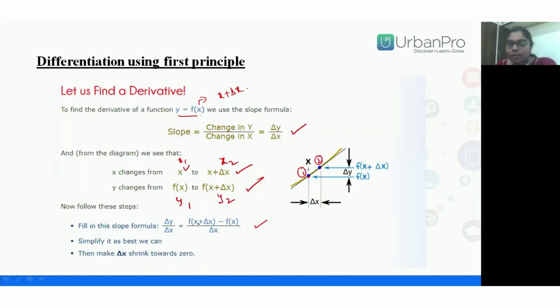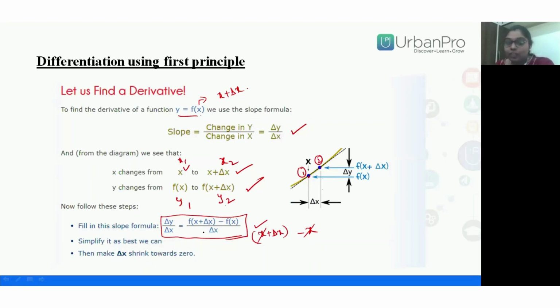So y2 minus y1 means f of x plus delta x minus f of x, divided by x plus delta x minus x. So what happens? X gets cancelled, we get delta x. Have you seen this formula anywhere? Huh? So we derived the formula for derivative. Okay, so simplify it as best as we can.